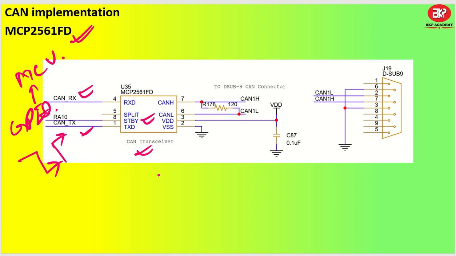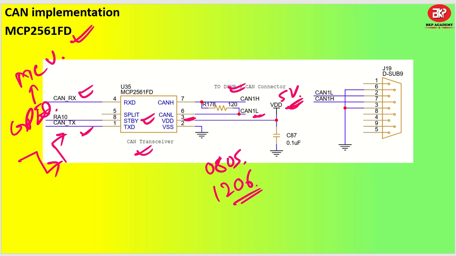Now coming to CAN high and CAN low, I have connected a 120 ohm resistor in between them. So this is how it is connected. You can take this 120 ohm resistor in a 0805 package minimum, and as high as you want, you can take a 1206 package. We have supply pin number 3, VDD, with a 0.1 microfarad bypass capacitor. This VDD pin is at the 5 volt level.